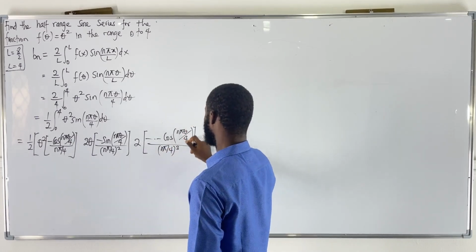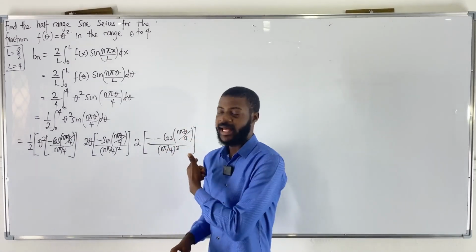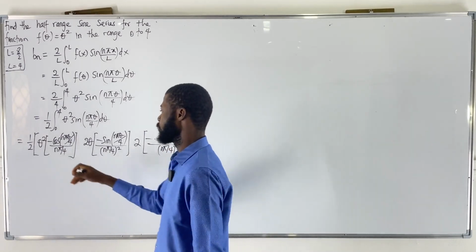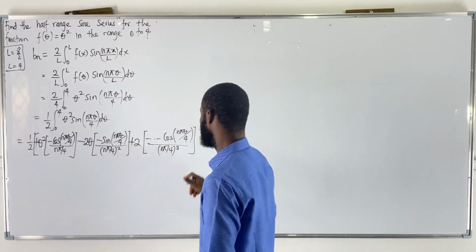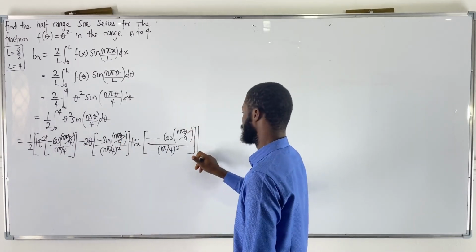Then you're going to close this up. Now the correct signs to go about all of this will be plus, minus, plus. And then our limit is 0 to 4.